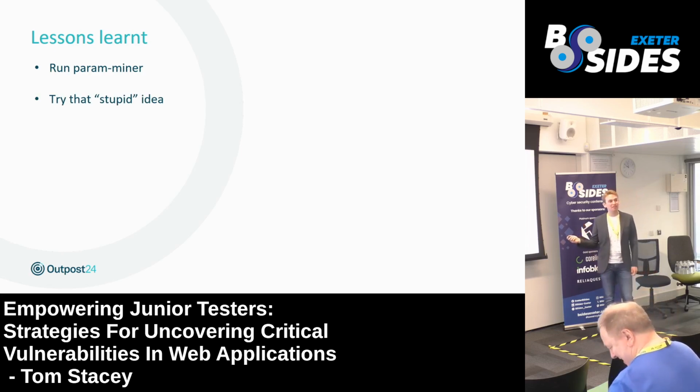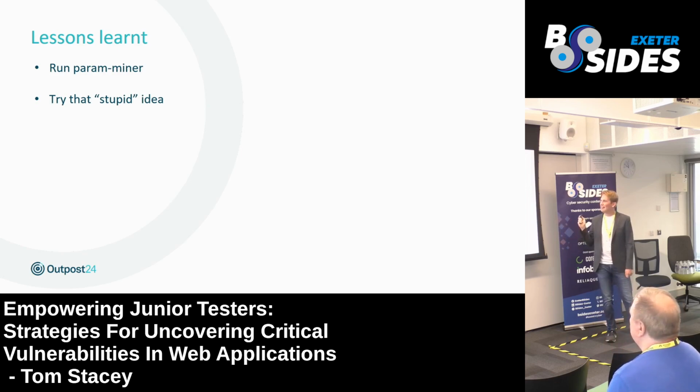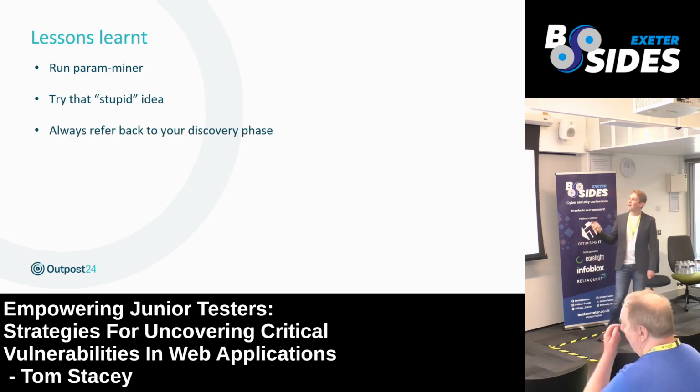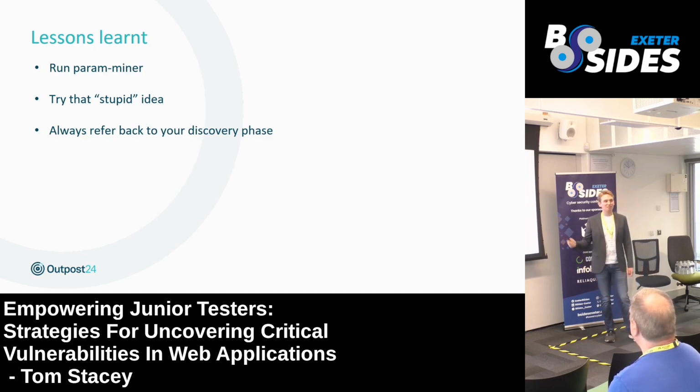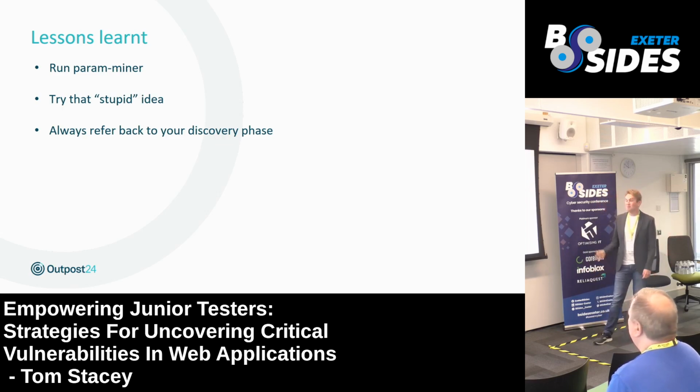People skip the obvious stuff, especially in web testing. Maybe because it's all slightly obvious in web testing. I don't know. But try that stupid idea. You'd be surprised how often it actually works. Always refer back to your discovery phase. I know everyone always harps on about reading your API documentation, and I had read it before the test. I had known that endpoint existed, but I forgot about it, and I thought, API documentation, I'm not going to read that a second time. But because I did, I found the pathway to the critical exploit.